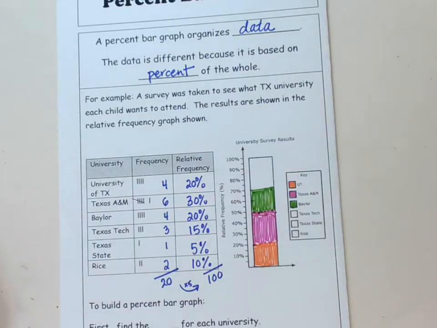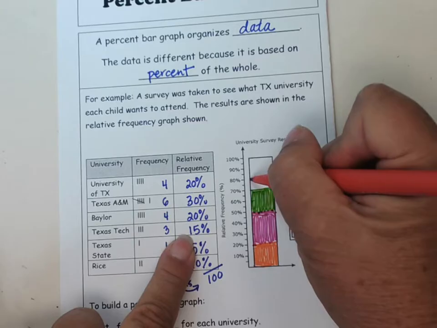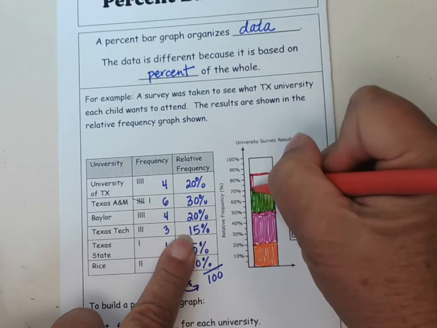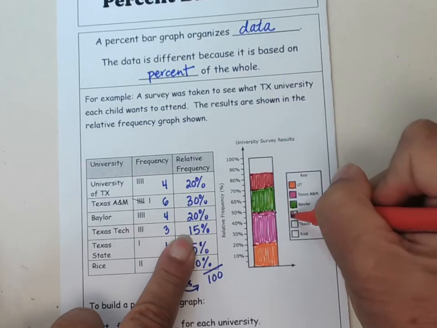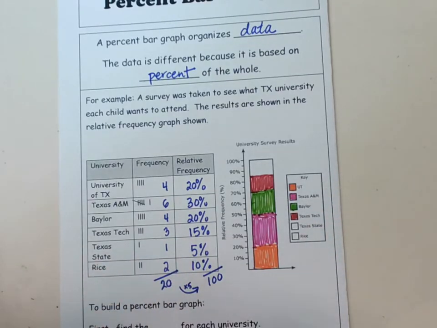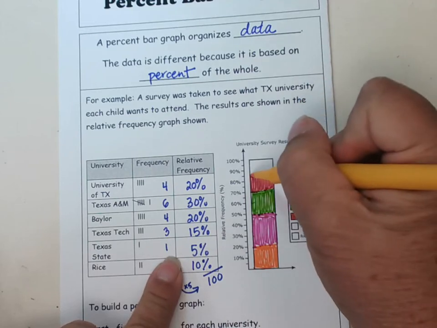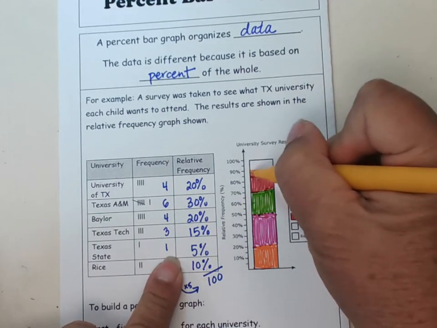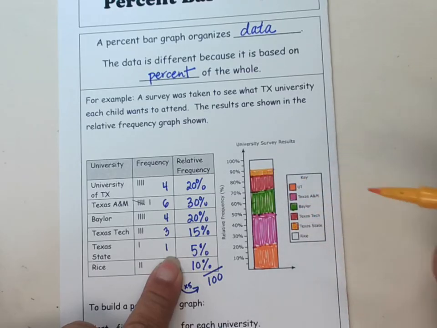All right. So Texas Tech is 15. So I'm going to go up 10 and 5 to right here. So Texas Tech would be this 15%. And then Texas State, I have no idea what color Texas State is. So we'll go with yellow. Sorry, Texas State, don't know. You go up 5%. Couple people want to stay close to home and go to Texas State.